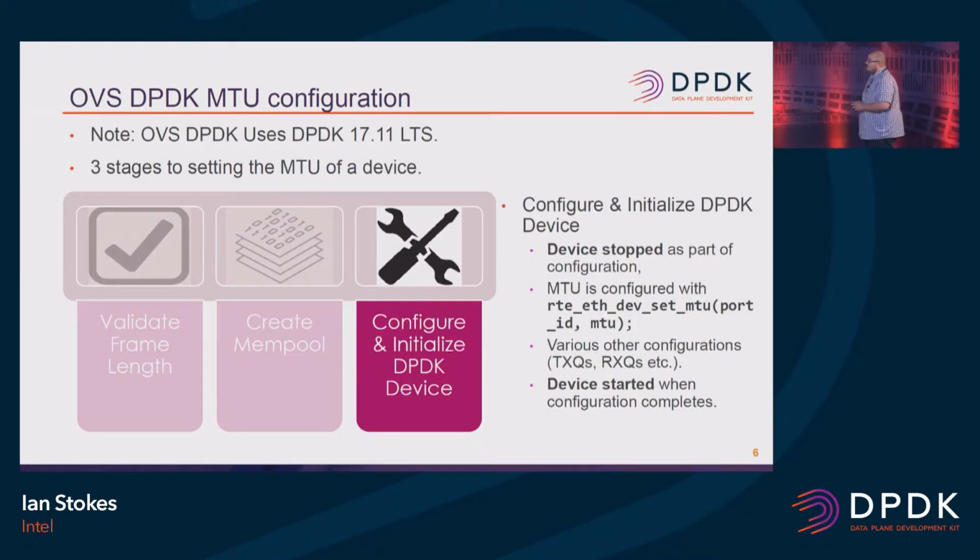The last step is your configuration, the initialization of the actual DPDK device in OVS. A few important things to call out. The device is stopped by the time you get to configuring. It's actually stopped before you even create your mempool. But your MTU is configured with a call to rte_eth_dev_set_mtu. You pass your port ID and your MTU. If that's successful, there'll be various other configurations carried out within OVS, so TxQ and RxQ setup, and then OVS will start the device again. While all this is happening, your device isn't accessible. It's being stopped and it's being started, so you're not processing packets during this time on this port.